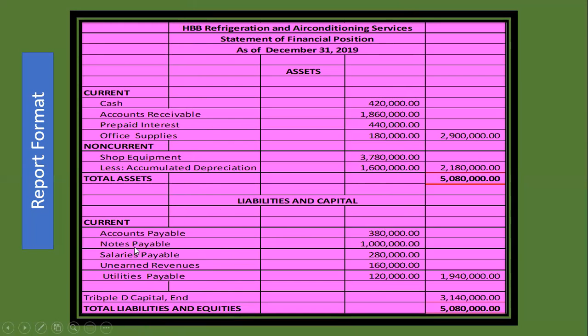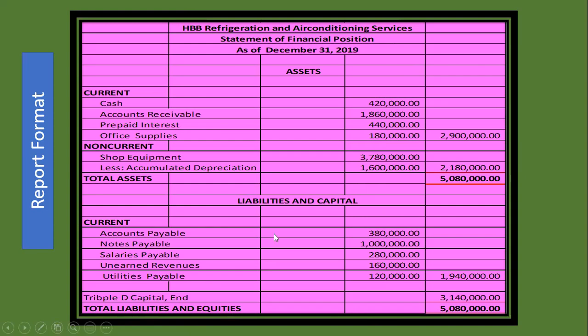We start with the accounts payable of 380,000. Then we have notes payable 1 million, salaries payable 280,000, unearned revenues 160,000, and utilities payable 120,000. Get the subtotal, it is 1,940,000. Then you add your capital based on our computation in the statement of changes in equity of 3,140,000. I just got an error here, I'm sorry. So we have total liabilities and equities of 5,080,000.